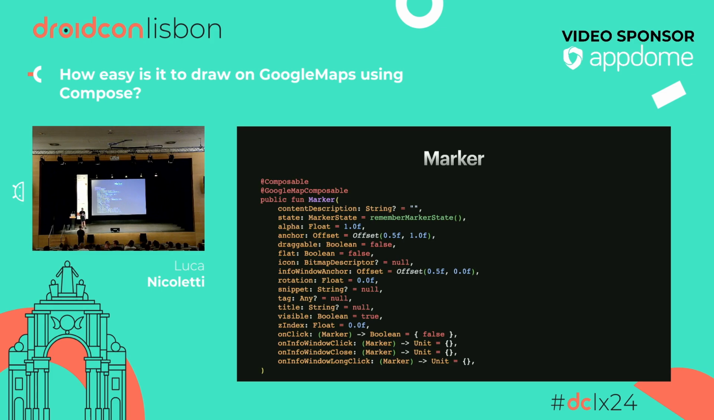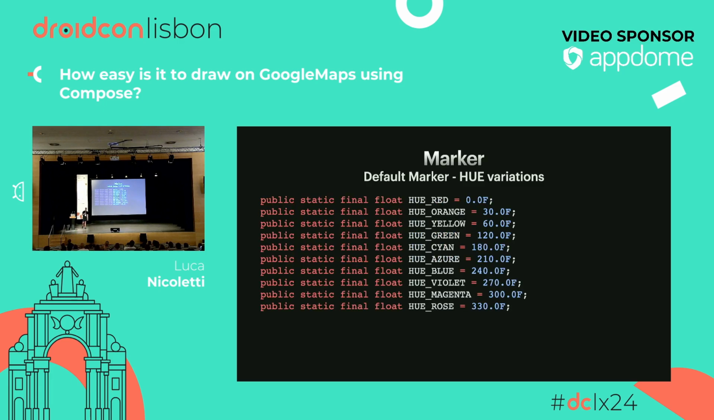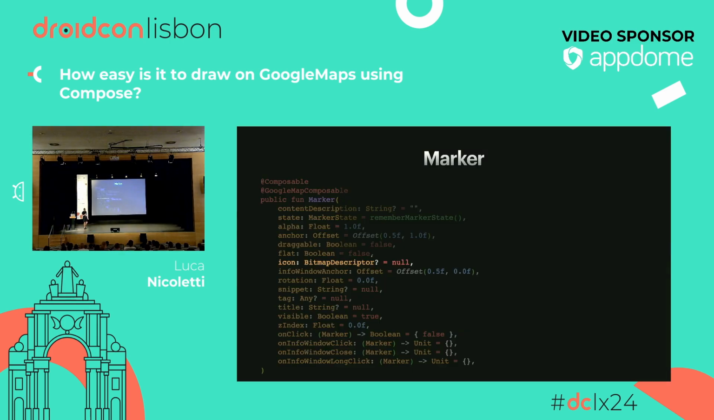We can change the hue of the default icon by using the bitmap descriptor factory default marker and providing a hue. And the library gave us 10 different values to change the color. But I don't think any of us want to actually use one of those colors.